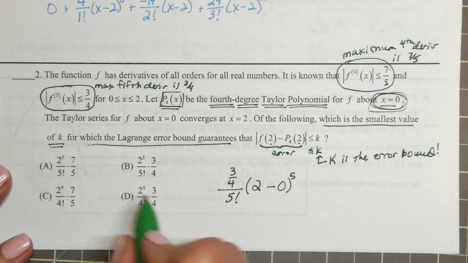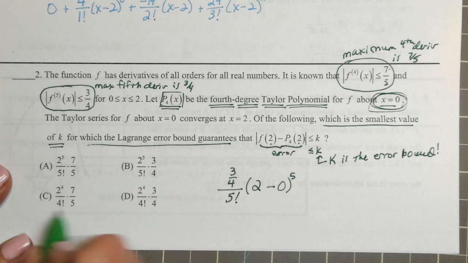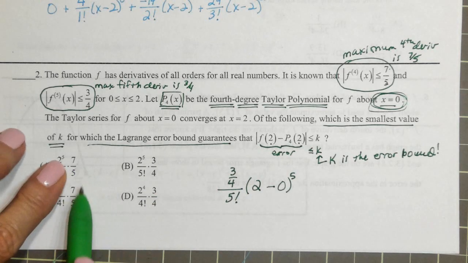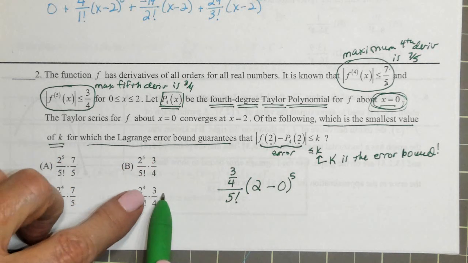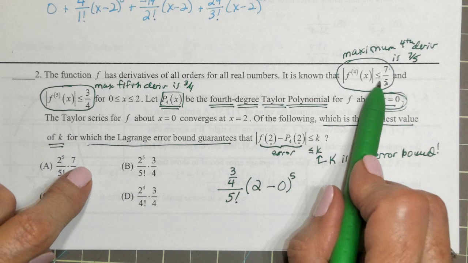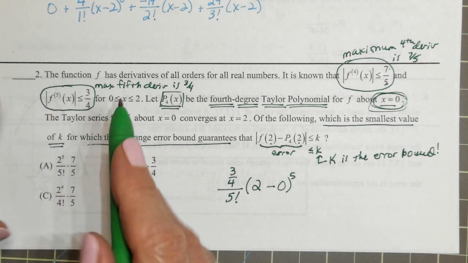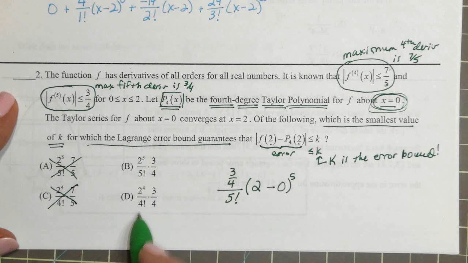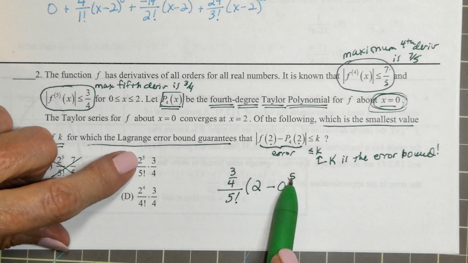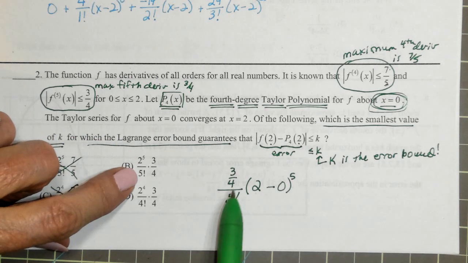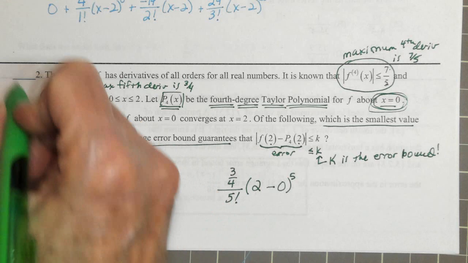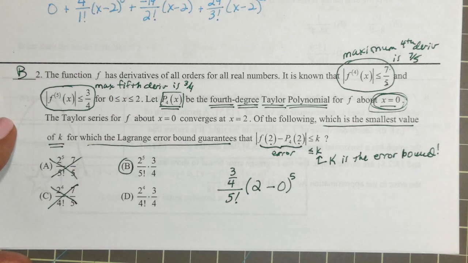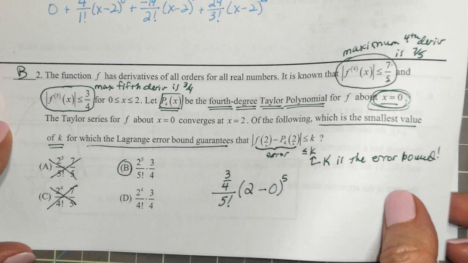Well, I see something here. Looking at the choices, I see a 7/5, a 7/5, a 3/4, and a 3/4. I did not use the 7/5, I used the 3/4, so I know it's not one of these. It's one of these. Which one of those is it? It's the one with the 5 factorial in it. It's 2 to the 5th over 5 factorial times 3/4. It's B. I copied that right from AP Classroom, this problem.